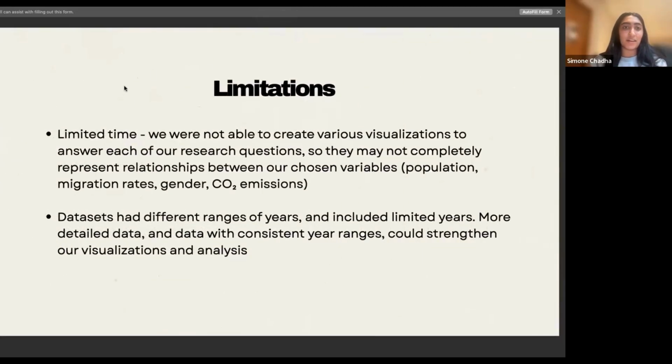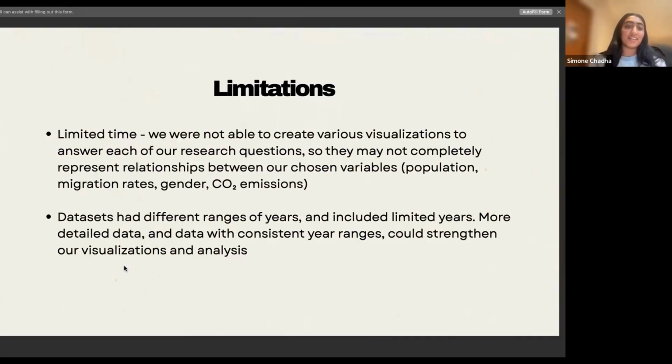And then a couple of our limitations were related to time. We were not able to create various visualizations to answer all of our research questions. So it's possible that they might not completely represent the relationships between our chosen variables, or that they might not account for other impacts on migration rates.